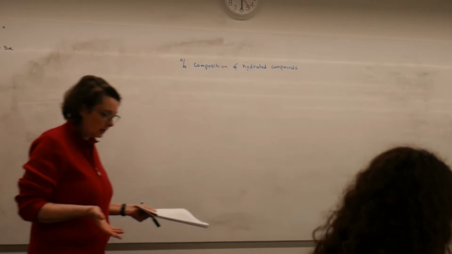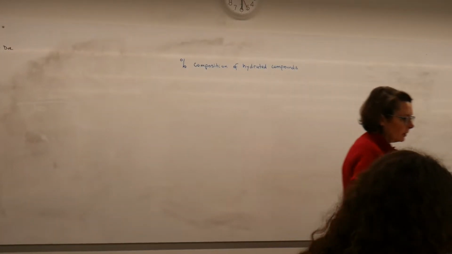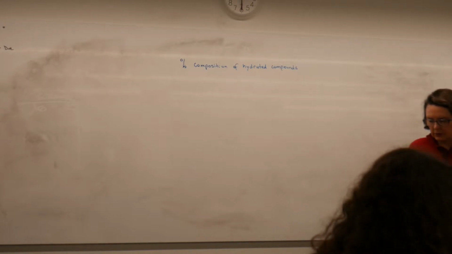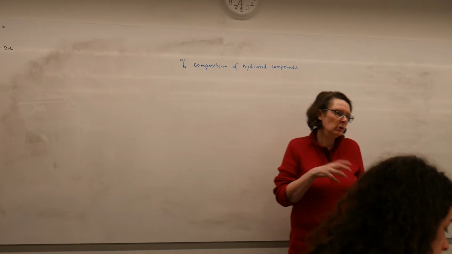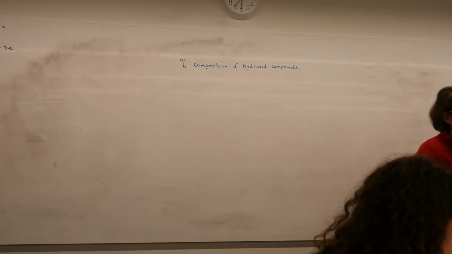Let's talk about calculating the percentage composition of hydrated compounds. So this is basically, if you like, a subset of what we've already been doing. Some of our compounds can be hydrated. What that means is that water molecules fit into the gaps between the ions.